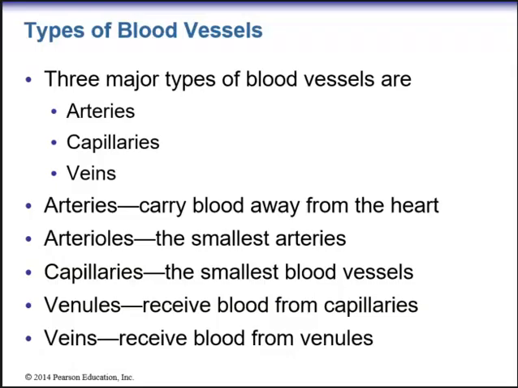So we have three types of blood vessels that transport blood in the body. We have arteries, capillaries, and veins. So arteries carry blood away from the heart. And then we have arterioles. These are the smallest type of arteries. We have capillaries. These are the smallest blood vessels. And from the capillaries, we'll have venules. Venules will receive blood from capillaries, and then the veins will receive blood from the venules, and then these veins will transport blood back towards the heart.